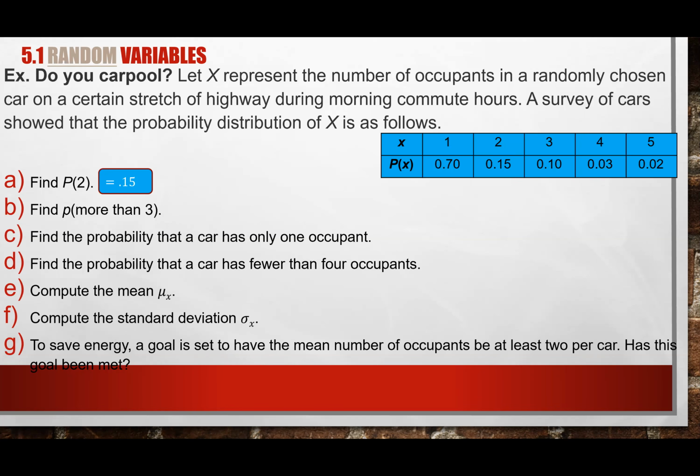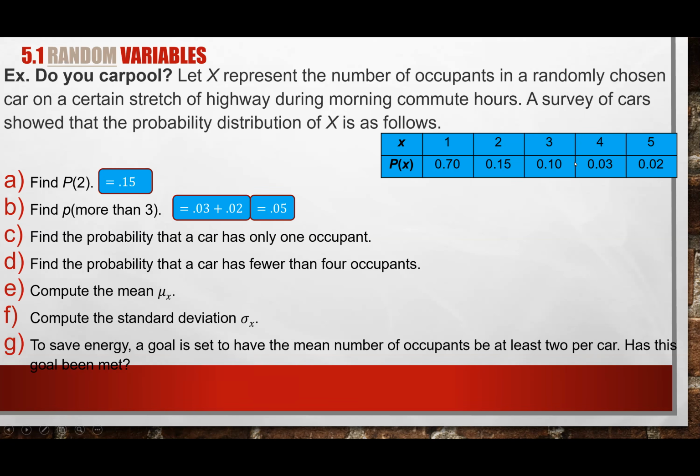Similarly, they ask you to find the probability of more than 3 people. More than 3 people means we have 4 people and 5 people. So all we need to do is take the 0.03 and 0.02. As you can see, this gives me 0.05, roughly 5%, or actually exactly 5% of cars have 4 or 5 people in it. So all we need to do is extract the information based on the question they've given us.